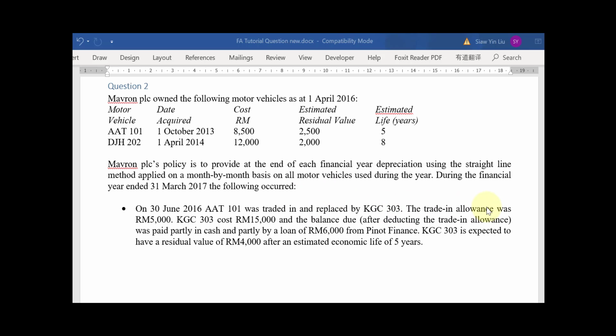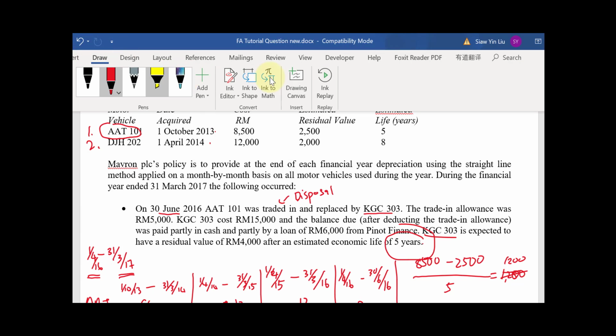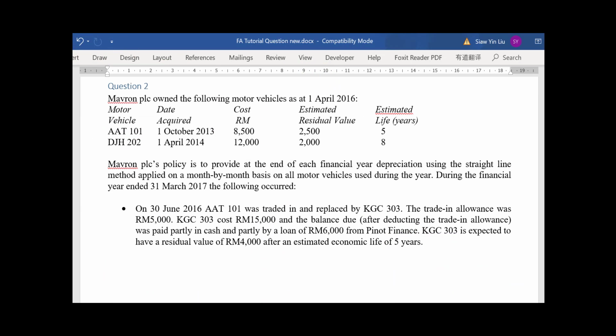So this is a trade-in. Trade-in and normal disposal, the difference is that with a trade-in, you will not be able to receive cash. You will receive a car in replacement of your cash. So let's see how things work here. First, this is the first car.